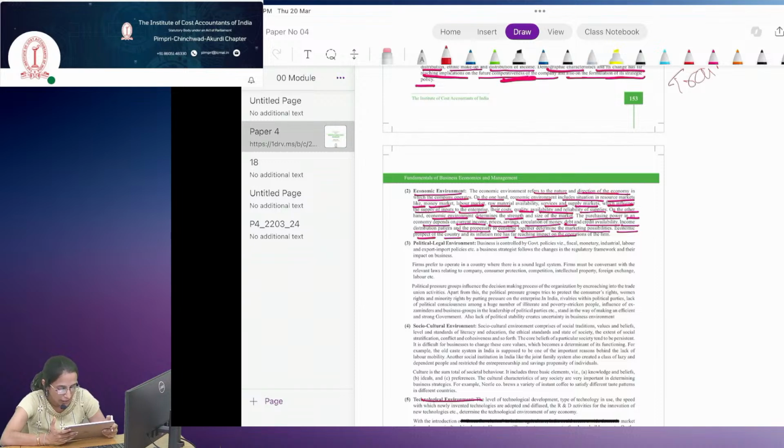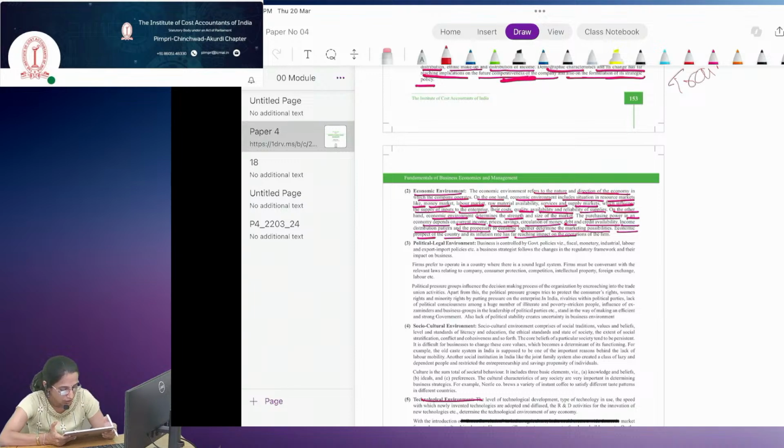On the other hand, economic environment determines the strength and the size of the market. The purchasing power in an economy depends on current income. See, if people have more income in that economy, their purchasing power will be more. If they have more savings, more wealth, more income, their purchasing power will be more.